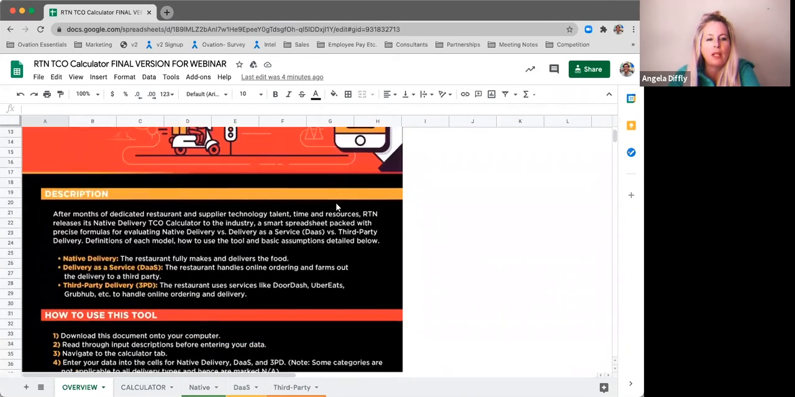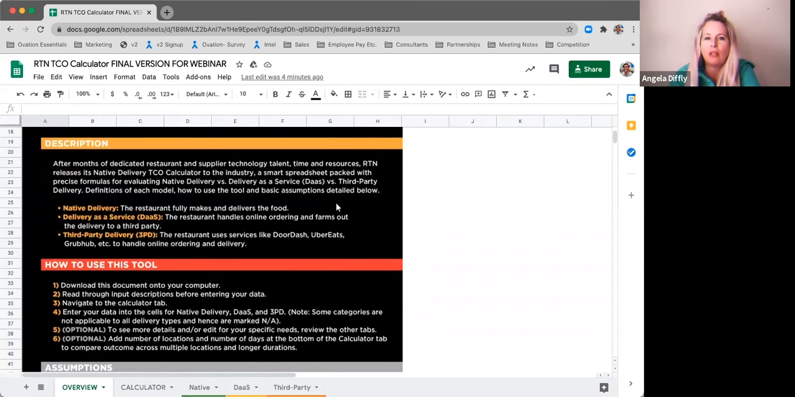The overview is a description. What this calculator is meant to do, it's an impartial, jam-packed with formulas, smart calculator designed to help you decide which delivery model really is for you. Are you looking to go to native delivery? Do you need a stopgap delivery as a service hybrid model before you get to native delivery? Or is the hybrid model just the way forward for you? Or do you want to rely on third-party delivery companies to help you fulfill orders?